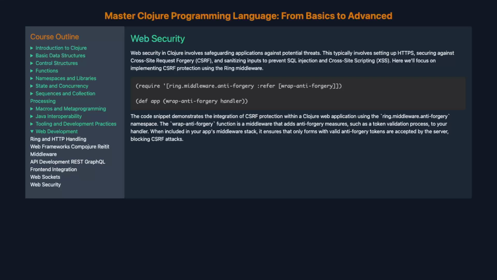The code snippet demonstrates the integration of CSRF protection within a Clojure web application using the ring.middleware.anti-forgery namespace. The wrap-anti-forgery function is a middleware that adds anti-forgery measures, such as a token validation process, to your handler. When included in your app's middleware stack, it ensures that only forms with valid anti-forgery tokens are accepted by the server, blocking CSRF attacks.